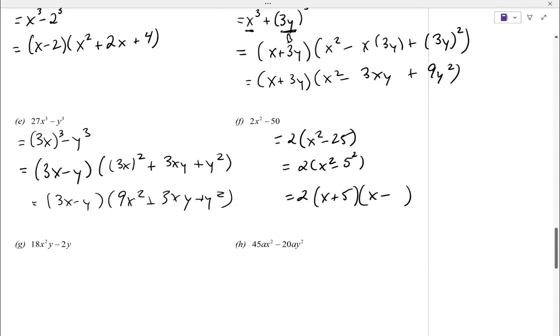Good. X plus 5 and x minus 5. And again, if you can go from this step here right to this step here without writing the middle one, that's okay. I'm just writing this one so that we can recognize the perfect square there. If you're able to go from here to here, that's perfectly fine. You don't have to write the middle one. It's okay?